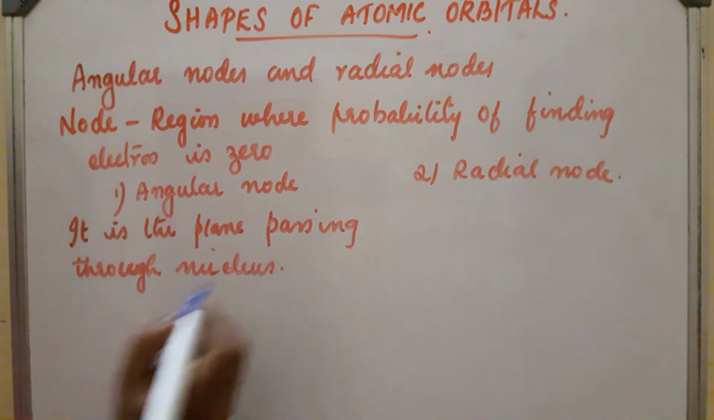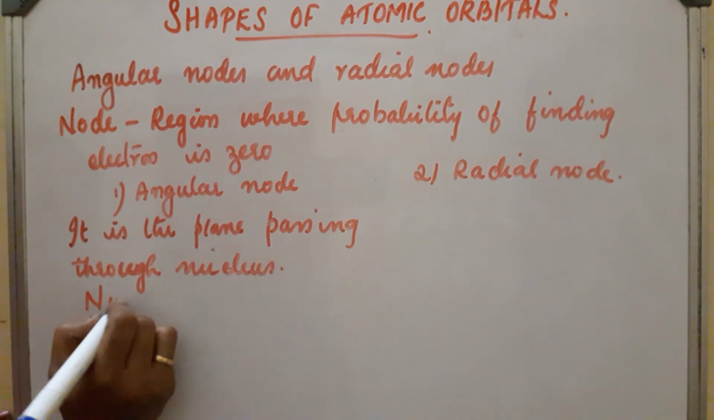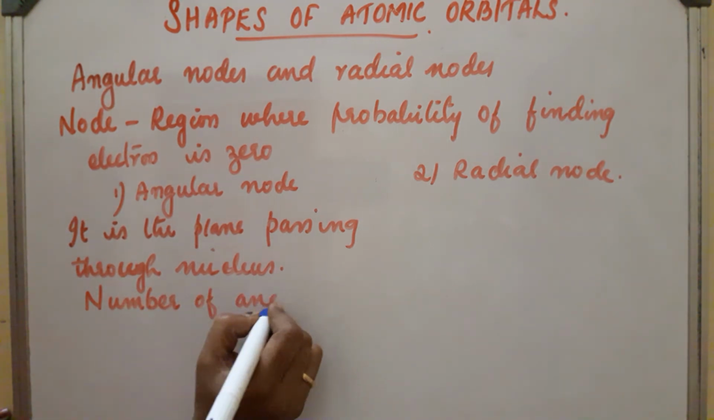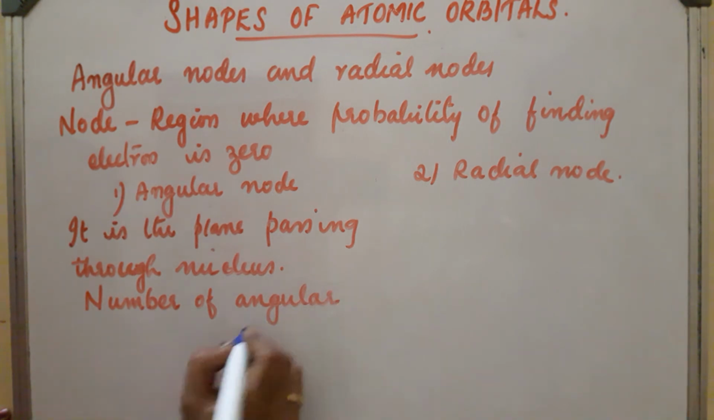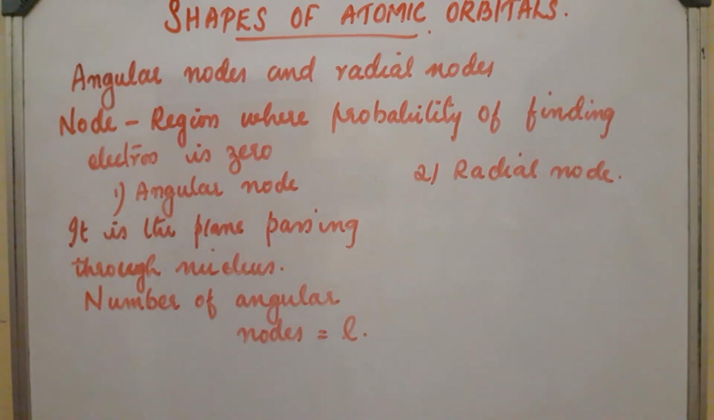And the number of angular nodes is equal to l. l is the azimuthal quantum number. So the number of angular nodes is equal to l.